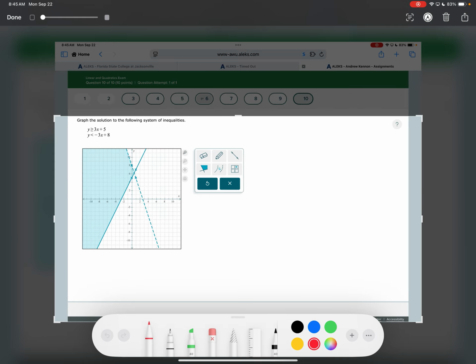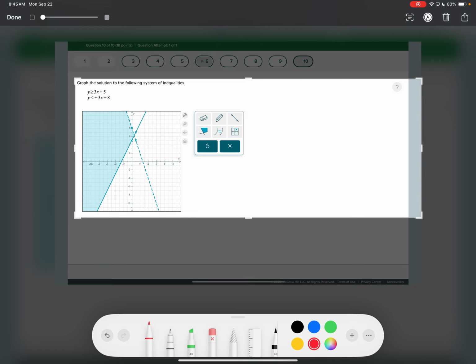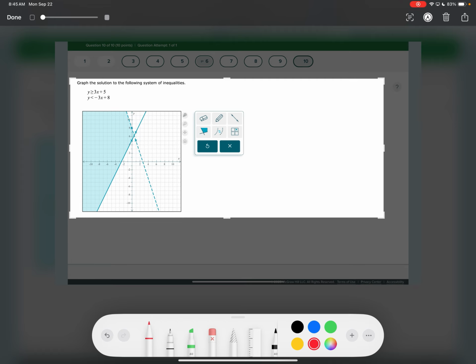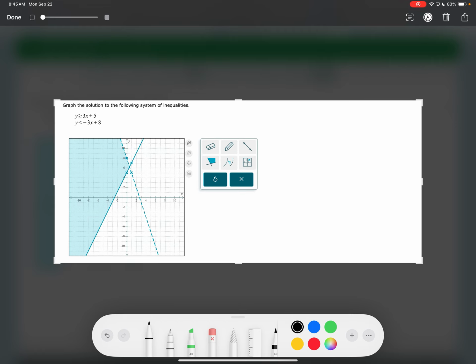That is your test. Let me write a couple things here just because we didn't do that. So this one, y is greater than or equal to 3x plus 5. Y is less than negative 3x plus 8. Slope is 3. Y-intercept is 5. This is a solid line because it's greater than or equal to.